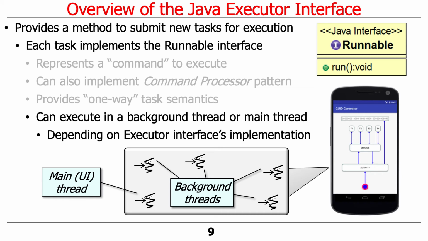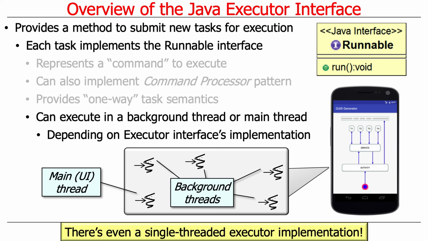You can execute Runnables via the Executor interface, either in a background thread or in the main thread, depending on how the Executor interface is implemented. And there's actually something called a single-threaded executor. If you take a look at the Executors utility class, there's a method called new single-threaded, I forget what the name is. I don't think it says pool, because it's not a pool. Single-threaded executor. In that particular case, there's only one thread, and it's just going to go ahead and run in that single thread.